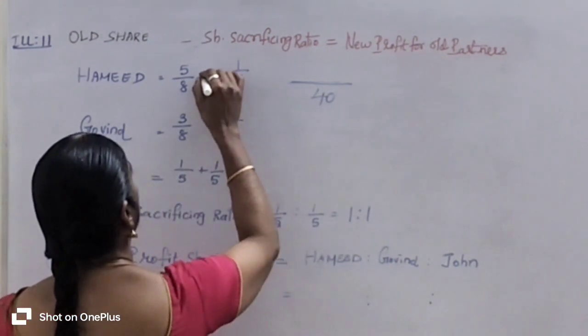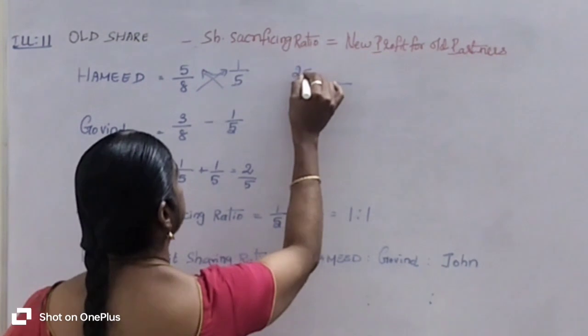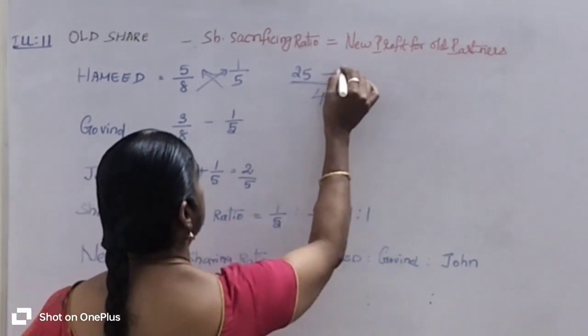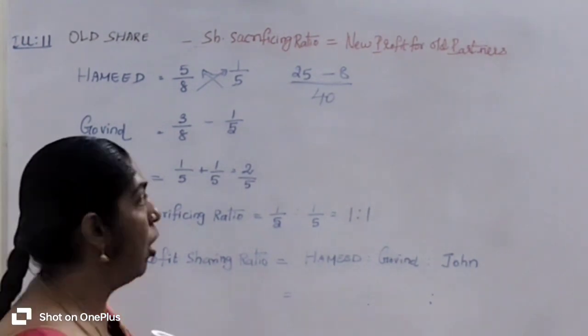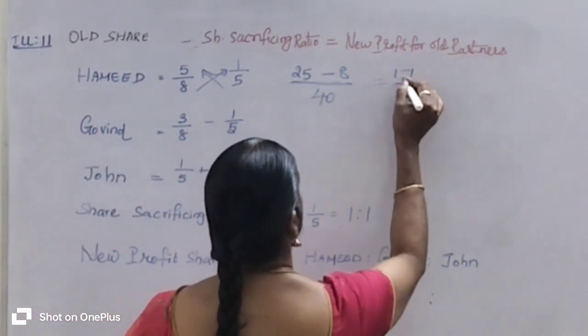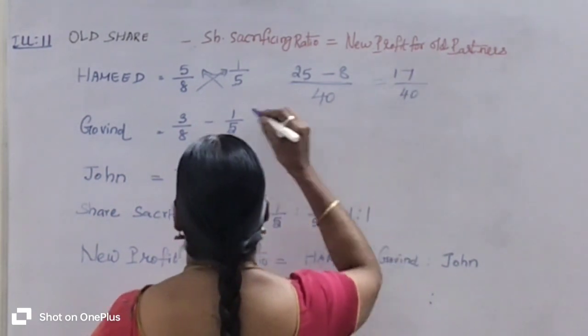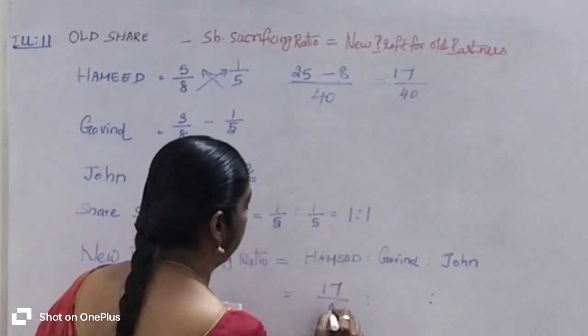Then we cross multiply. 5 fives are 25, minus 1 eight is 8. 25 minus 8 equals how much? 17. So 17 by 40. So Amit's new profit sharing ratio is 17/40.